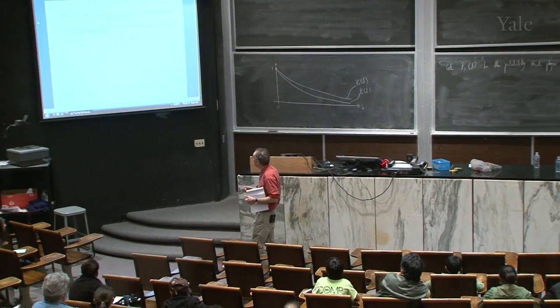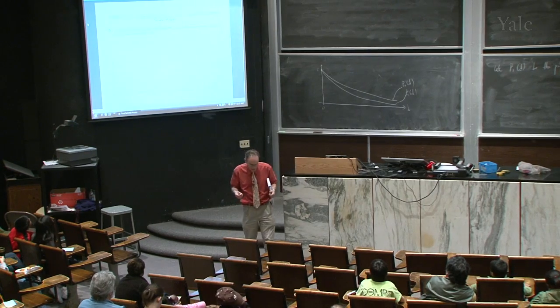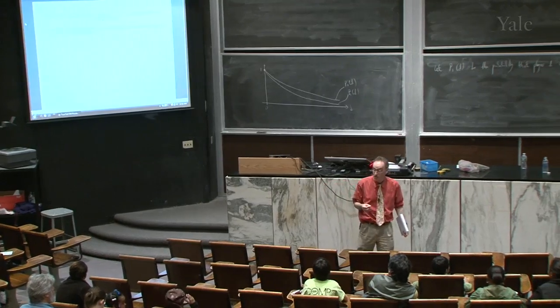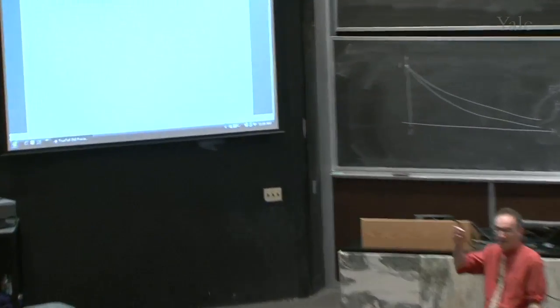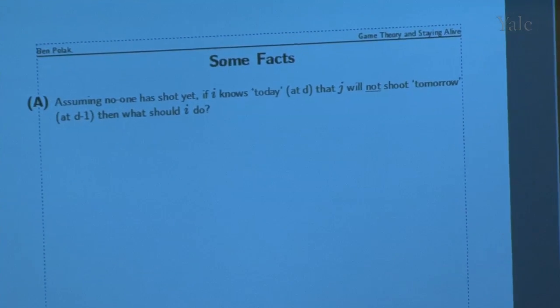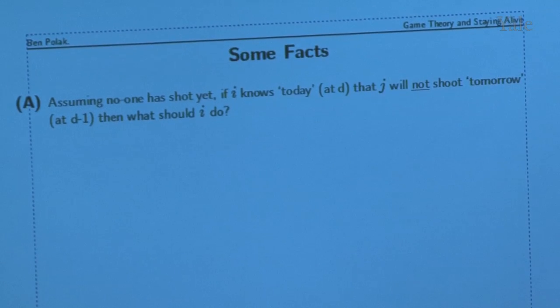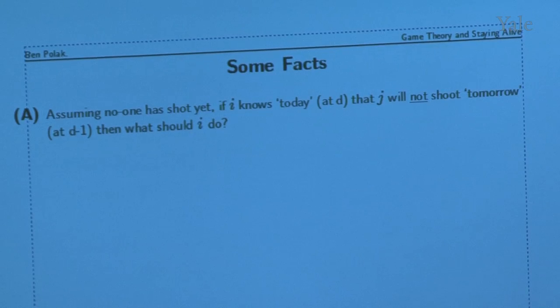All right, so here's our first smaller question. It says, assuming that nobody has yet thrown their sponge, so both Andrew and Willis still have their sponges, and suppose it's I's turn. Let's suppose I is Willis, right? It's Willis's turn, and he's at distance D from Andrew.